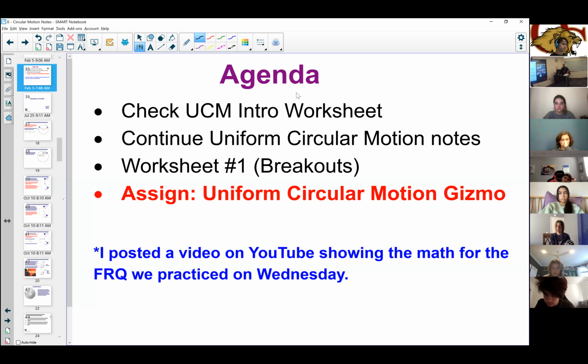and the problem solving. But that is the agenda for the day. Any questions about the schedule or what we have going on today or in the near future?